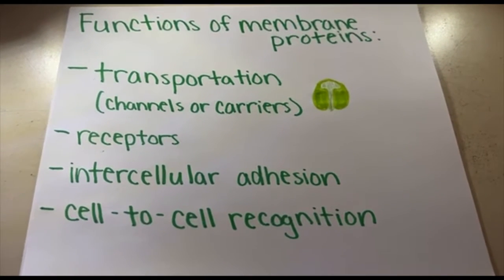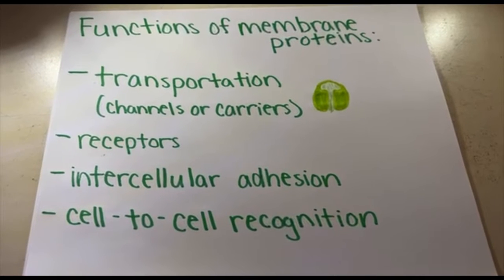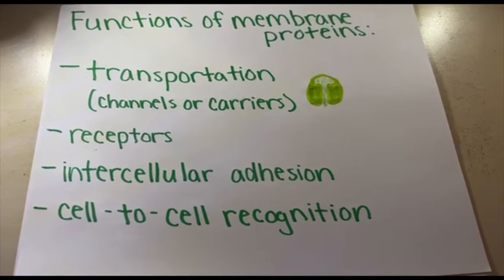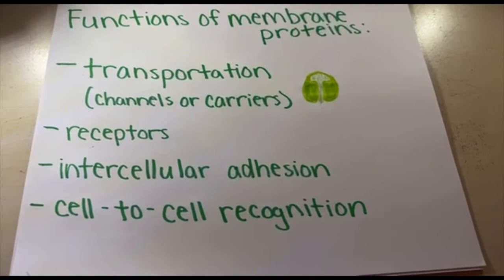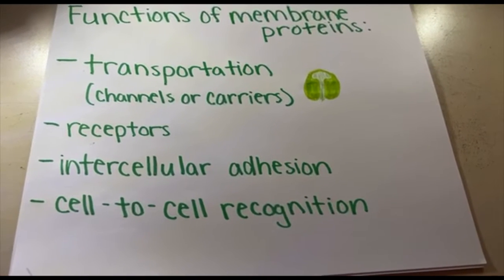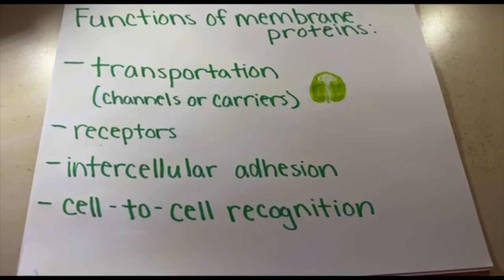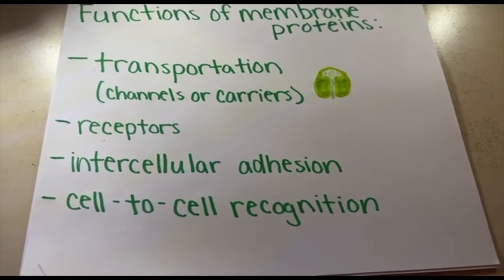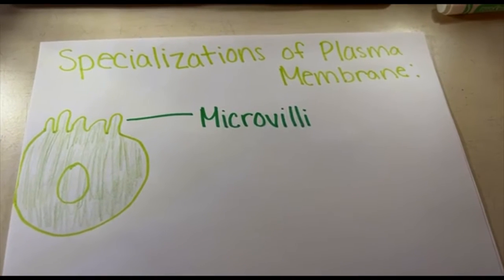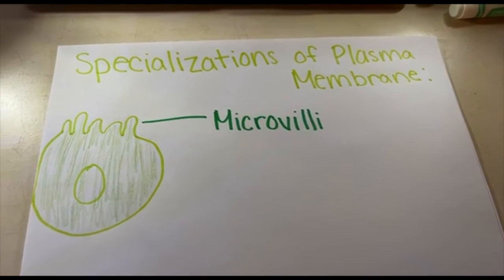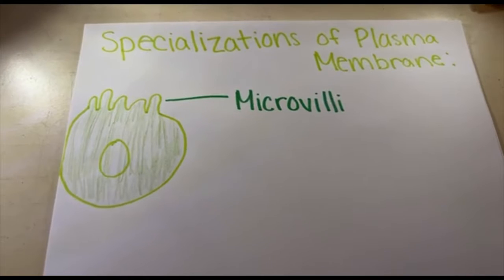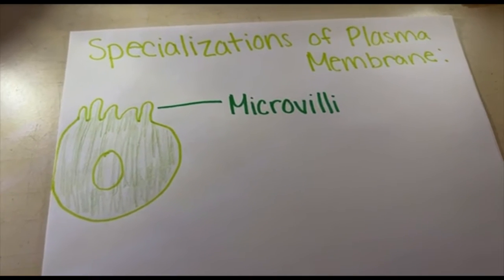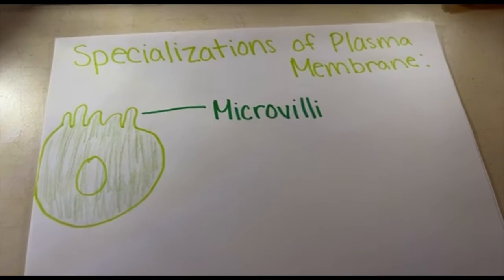There are also receptors, which are a way to get messages inside the cell. There's intercellular adhesion, which keeps things together, and cell-to-cell recognition, which helps the immune system recognize good and bad cells. The plasma membrane also has microvilli, which is this here. They are finger-like projections that increase the surface area of the cell.